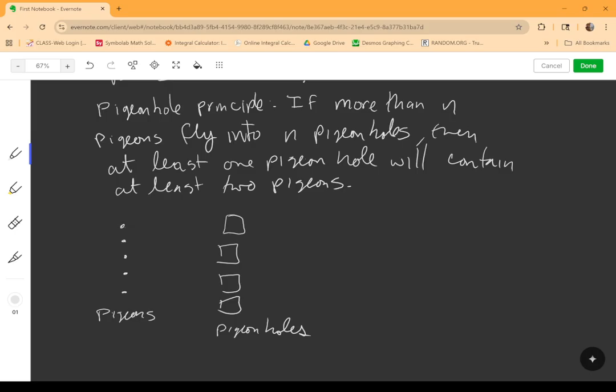So we could start here, each one of them can go into a different pigeonhole, right? But when I get to the 5th one, there's no more holes left. So here I'm guaranteed that it has to go into one of those four holes, but one of those four holes also has a pigeon, so I'm guaranteed more than one. Now again, this is not stating that each hole will have at least one pigeon.